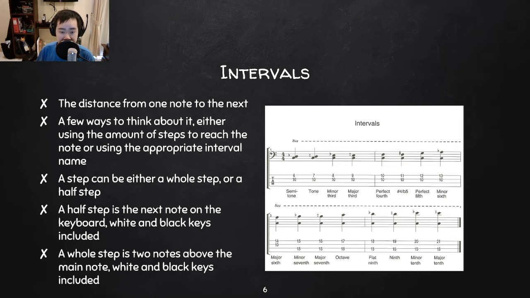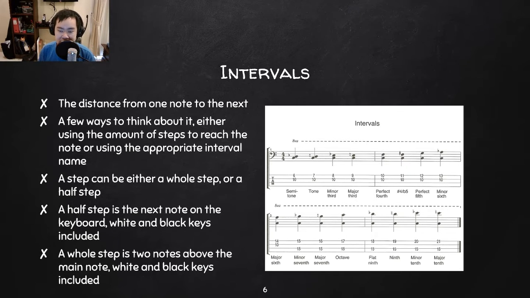So for example, a semitone is a half step. A tone is a whole step. A minor third is a whole step plus a half step. A major third is 2 whole steps. A perfect fourth is 2 and a half whole steps, so 5 half steps, right? And so on and so forth. Sharp fourth, and so on, right?